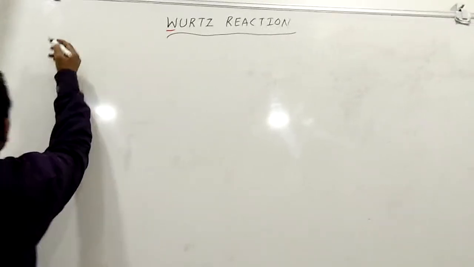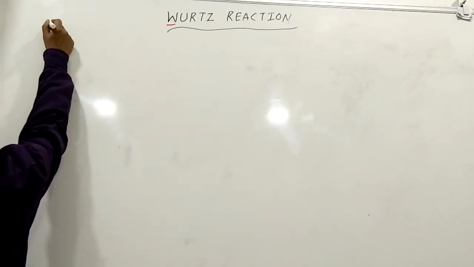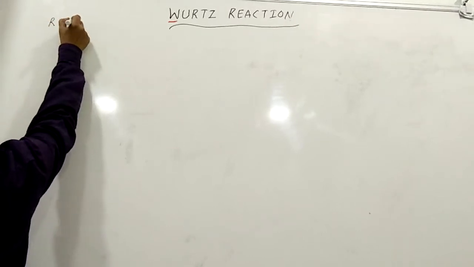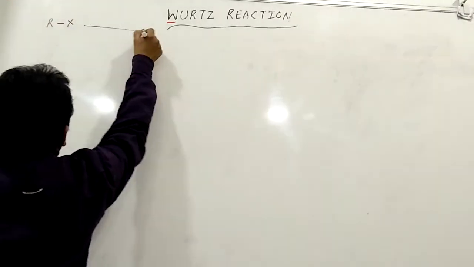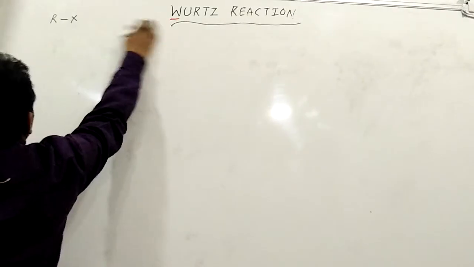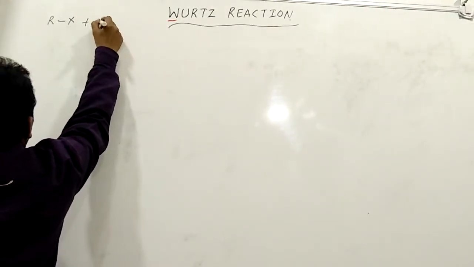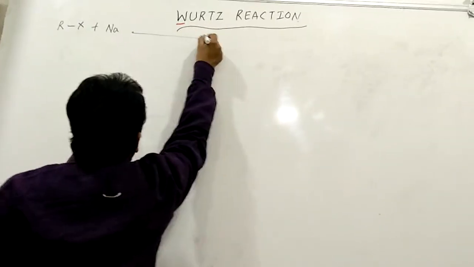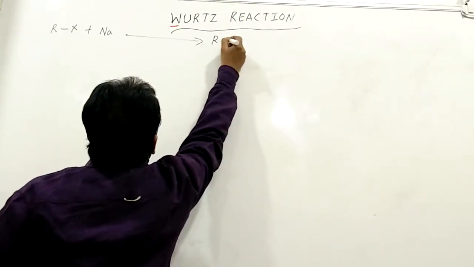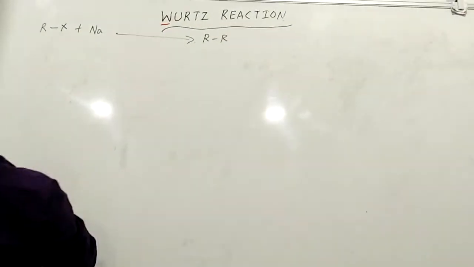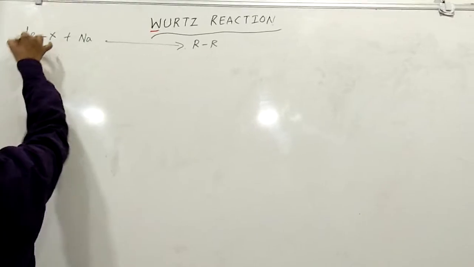What is that? Alkyl halides, RX, in the presence of a base, give R-R. This is the Wurtz reaction.